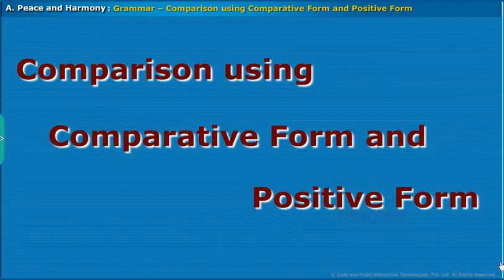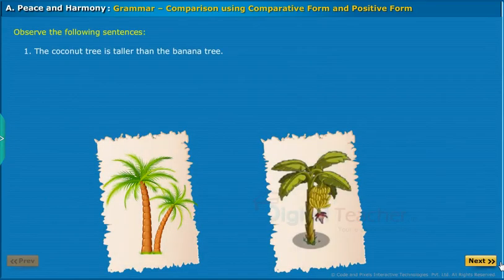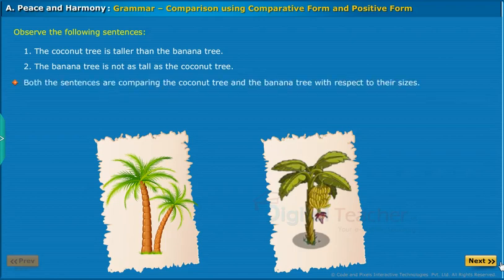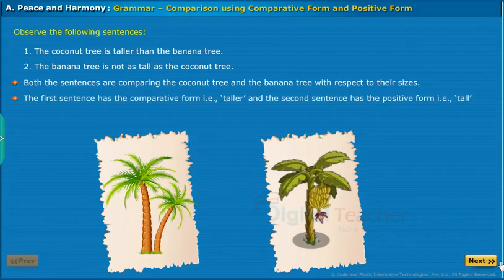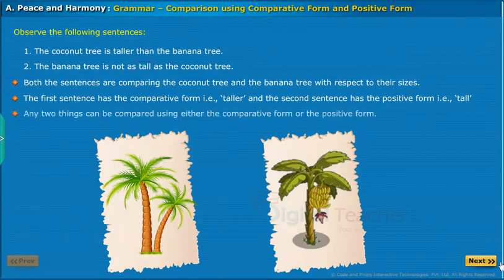In this section, we will learn how to express the same comparative sentence using comparative form and positive form. Observe the following sentences. The coconut tree is taller than the banana tree. The banana tree is not as tall as the coconut tree. Both the sentences are comparing the coconut tree and the banana tree with respect to their sizes. The first sentence has the comparative form, that is taller, and the second sentence has the positive form, that is tall. Any two things can be compared using either the comparative form or the positive form.